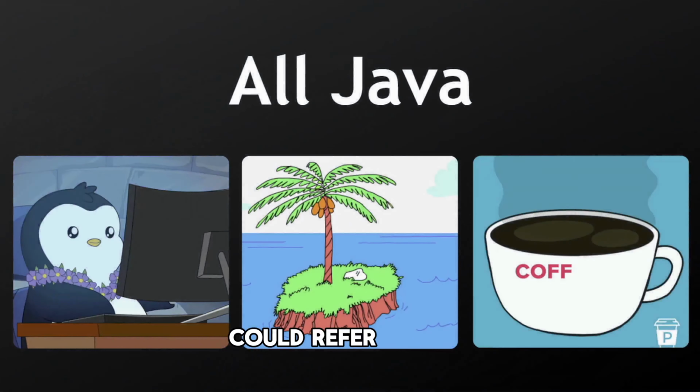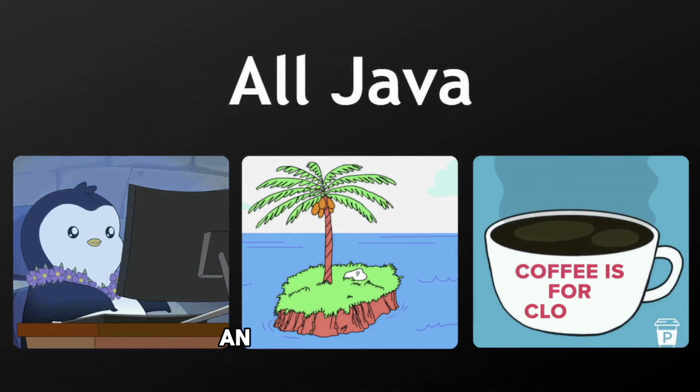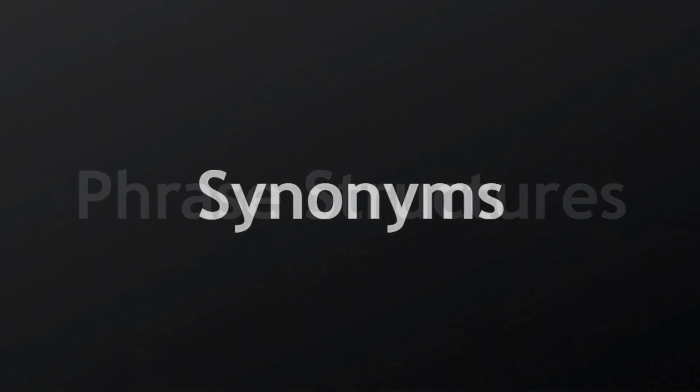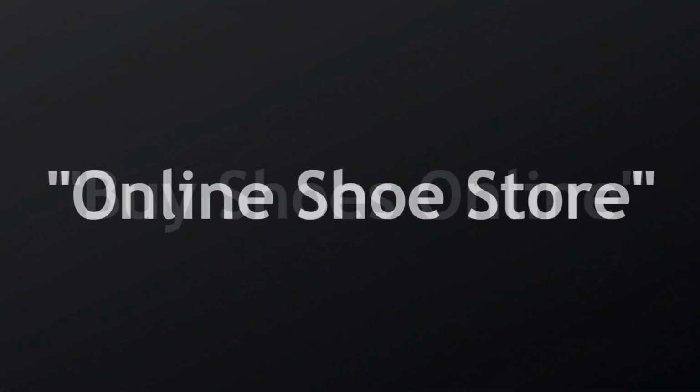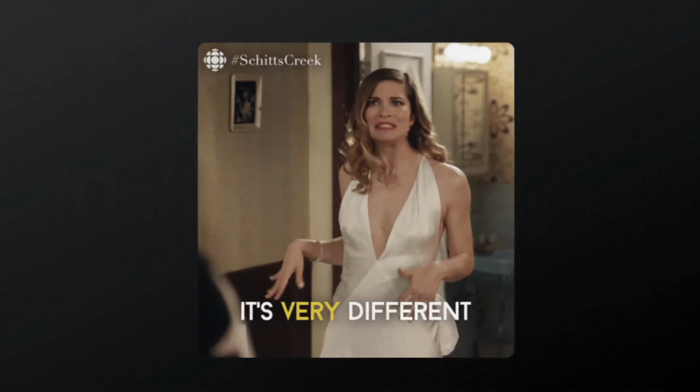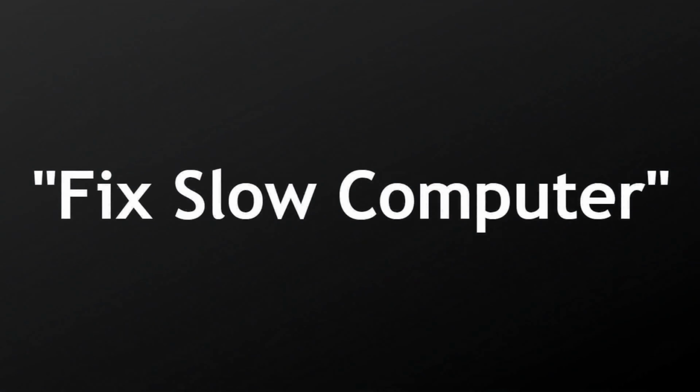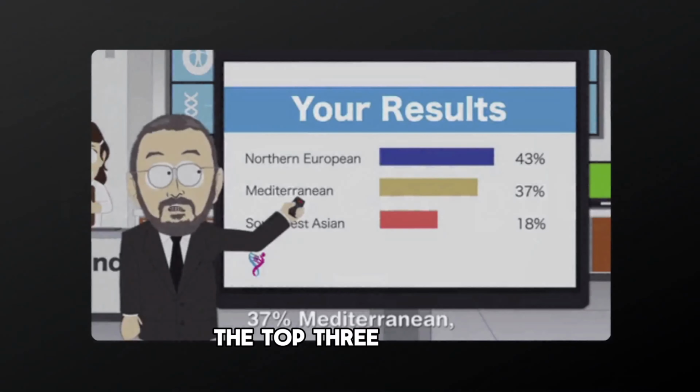For example, the word Java could refer to the programming language, an island in Indonesia, or a type of coffee. It also fails to consider synonyms or different phrase structures. For example, buy shoes online and online shoe store might be treated as completely different queries even though they represent the exact same thing.